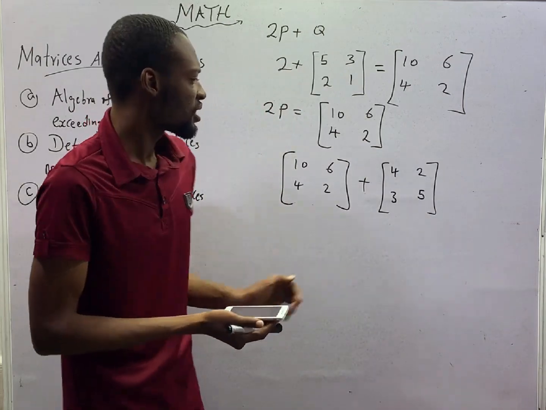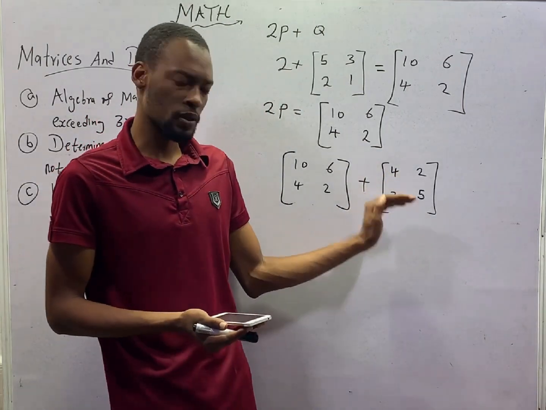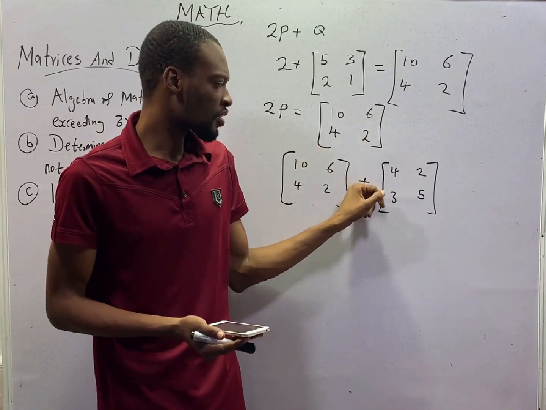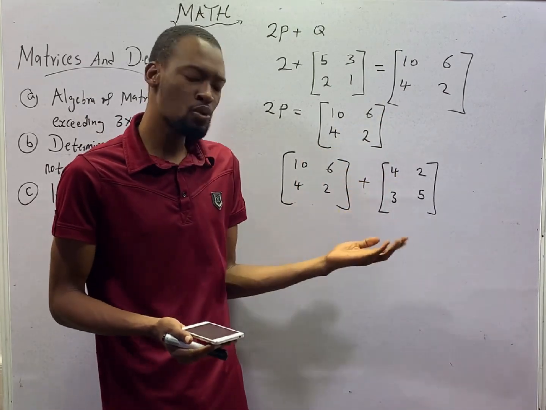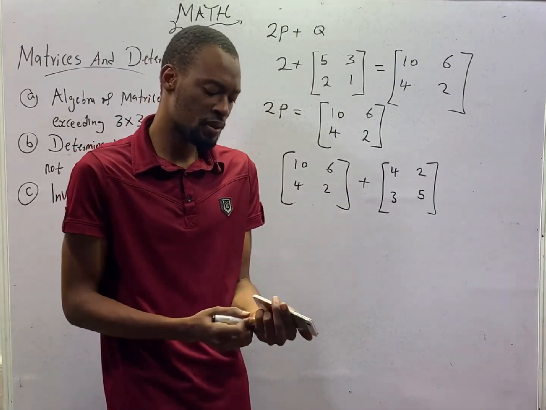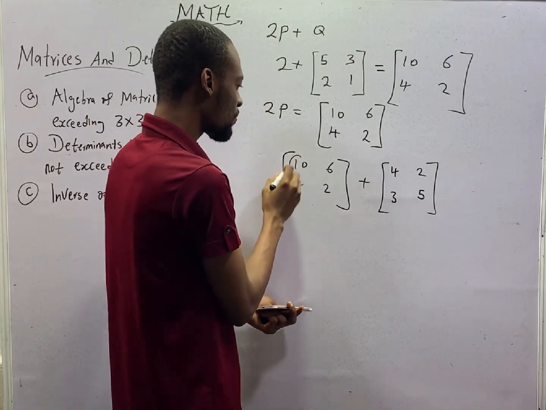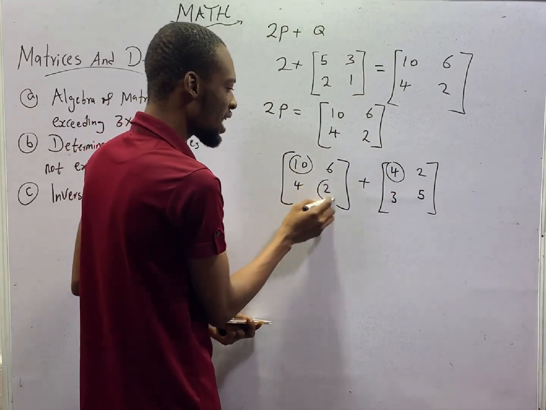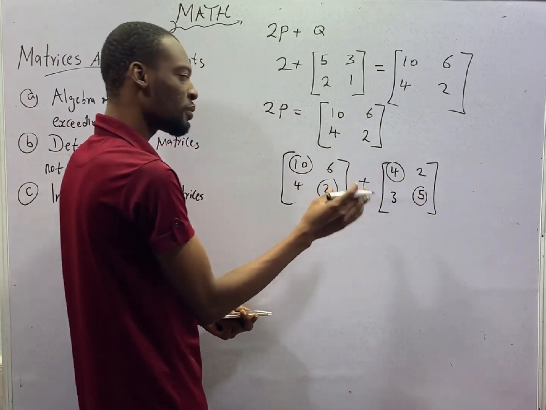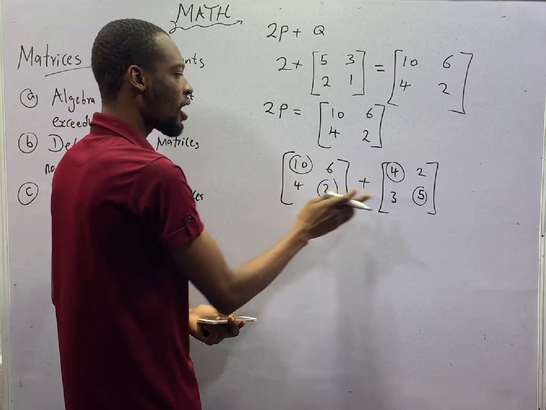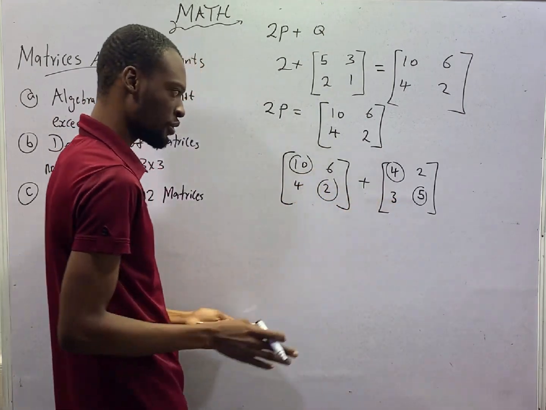The matrices have the same number of rows and the same number of columns. Therefore, addition is possible. How do we add matrices? You add the corresponding elements. This guy and this guy are standing in similar positions. This guy and this guy are in similar positions. 6 and 2 are in similar positions. 4 and 3 are in similar positions.